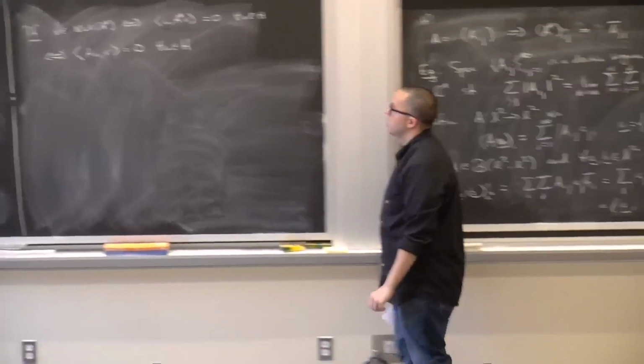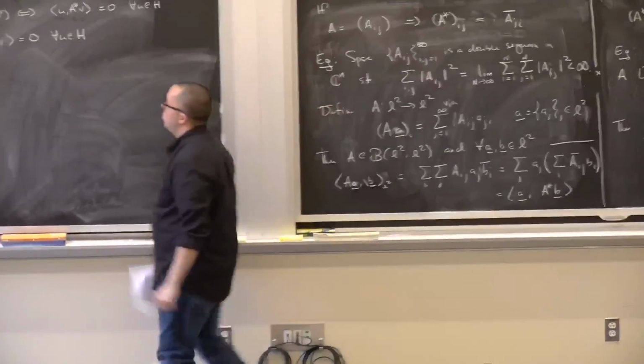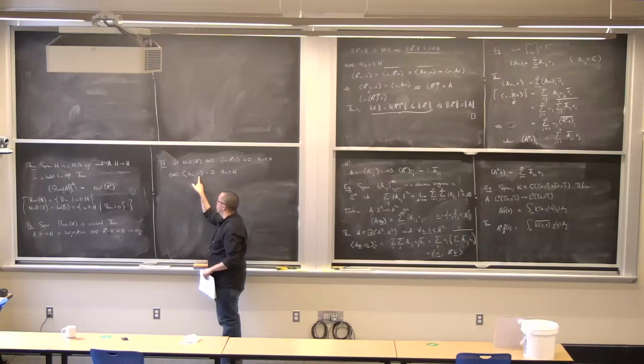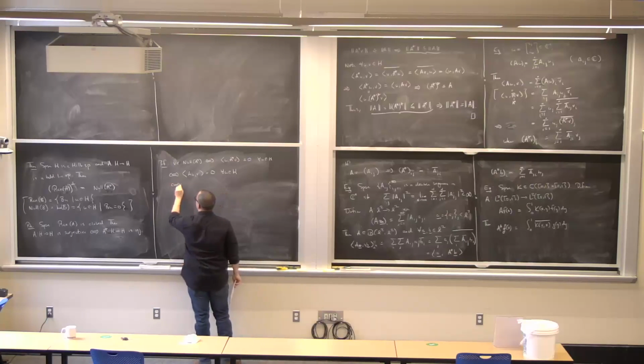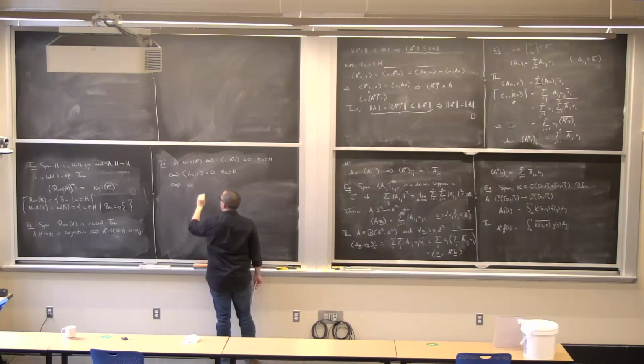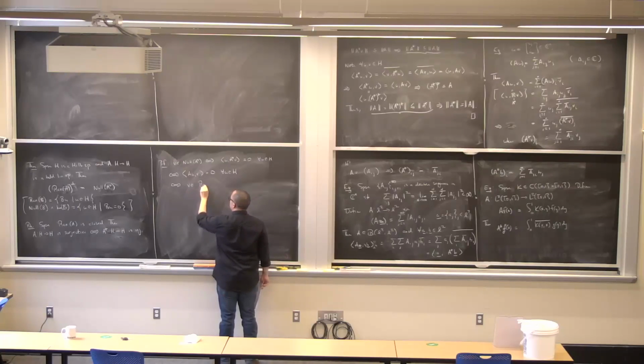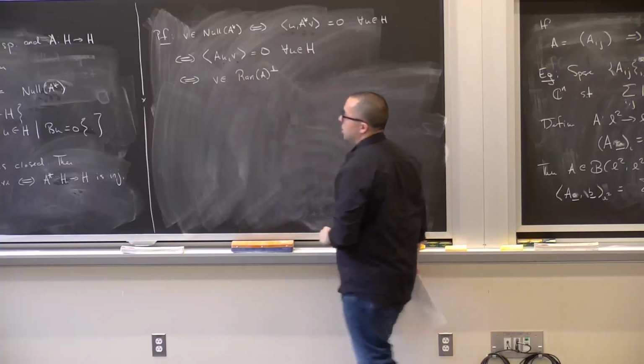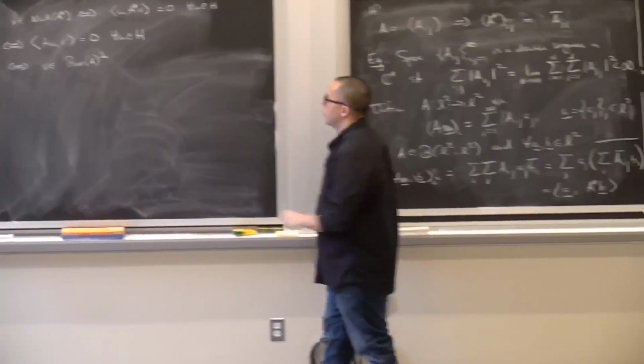So V is a fixed thing. This says that V is orthogonal to all of the elements of H of the form A times U. But that's just the range of A, right? And so this is equivalent to V being in the orthogonal complement of the range of A. Okay?